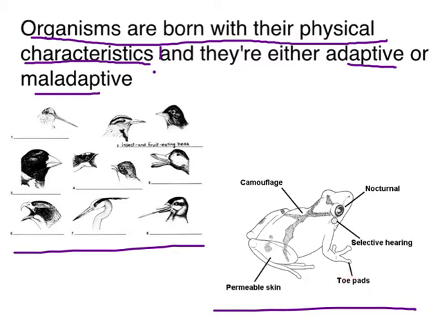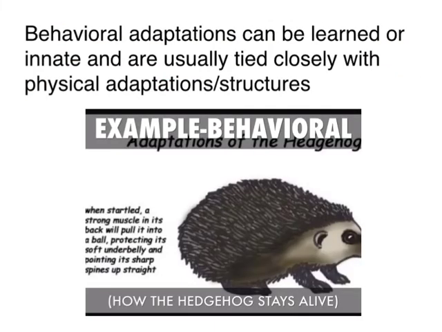So again, these are just physical characteristics. Okay, you are born with these, and you maintain them throughout the course of your life. And if they help you survive, we say that's adaptive. If they don't, they're maladaptive. Don't forget also, though, that there is such a thing as a behavioral adaptation. Okay, now behavioral adaptations are slightly different from physical adaptations, because sometimes you can learn a behavioral adaptation.